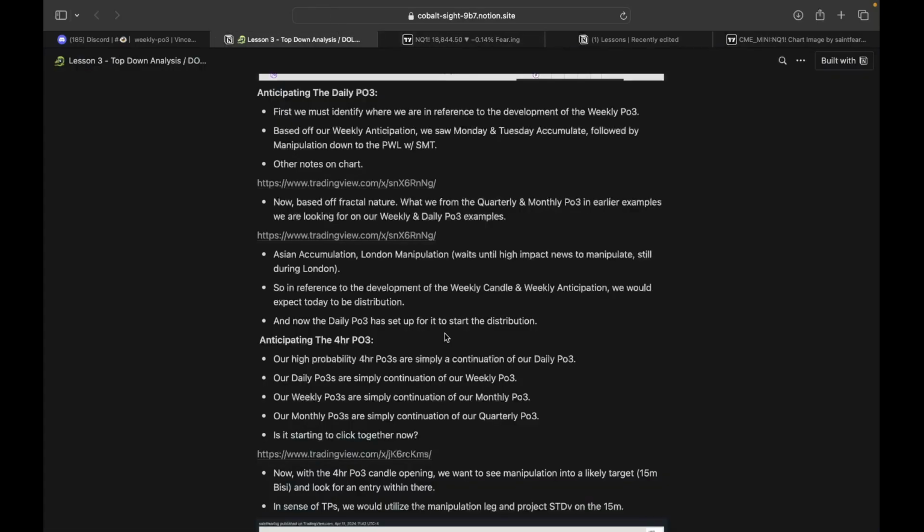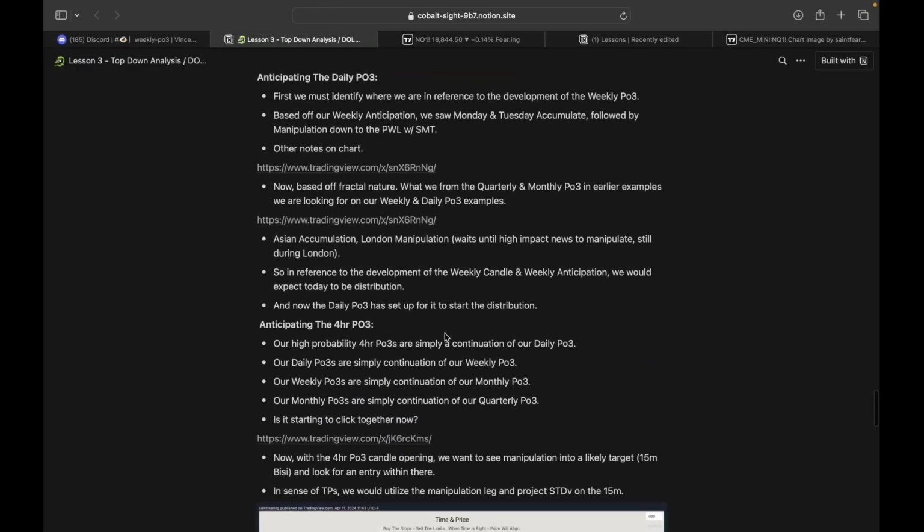Okay, actually, before I go any further, we need to understand. So anticipating our 4-hour power 3s. Our high probability 4-hour power 3s are simply a continuation of what our daily power 3 is. Our daily power 3s are only a continuation of our weekly power 3s. Our weekly power 3s are a continuation of our monthly power 3s. Our monthly power 3s are a continuation of our quarterly power 3s. You see what I'm saying? You see the examples I've been showing? Is it starting to make sense? I hope so.